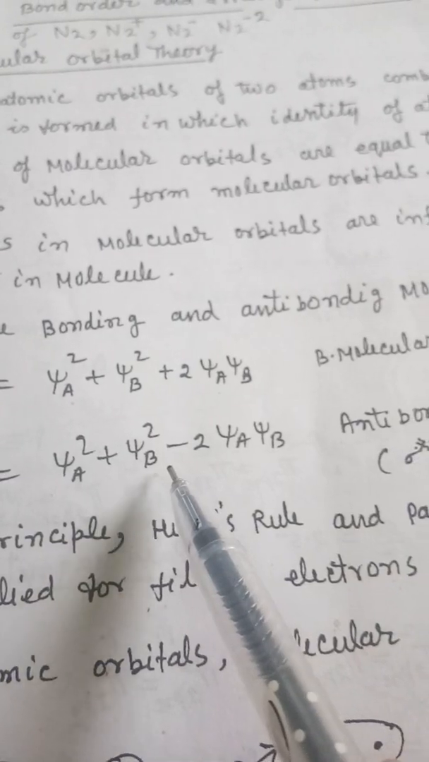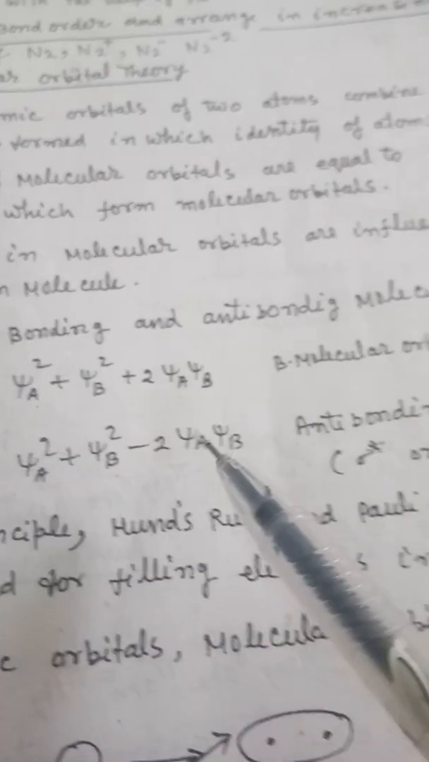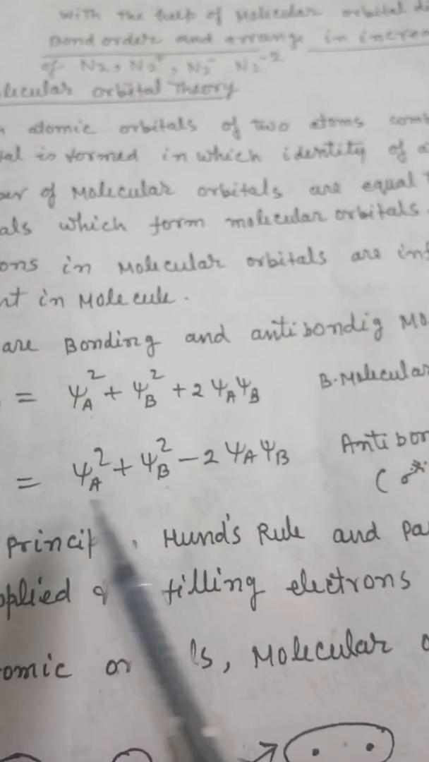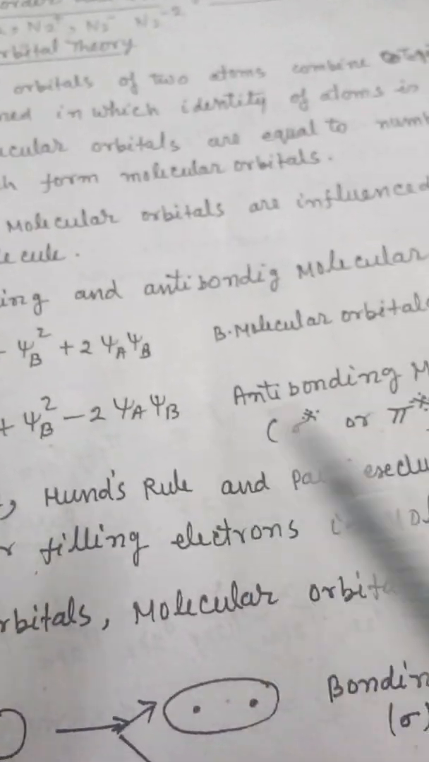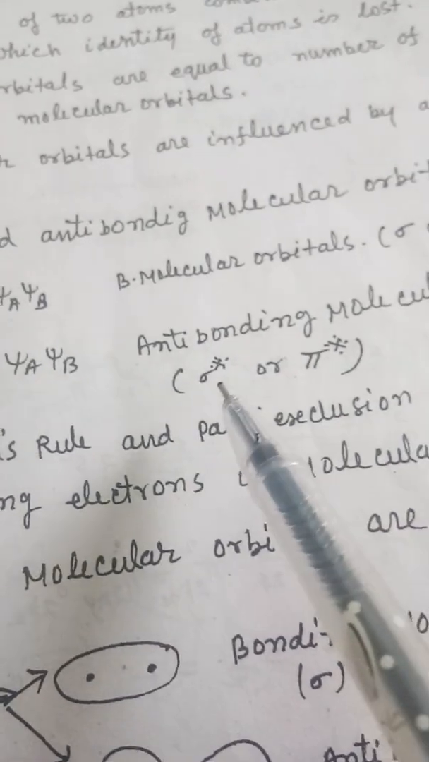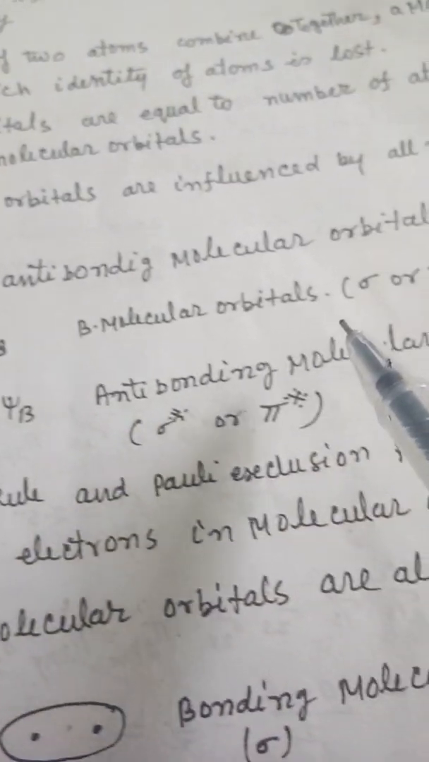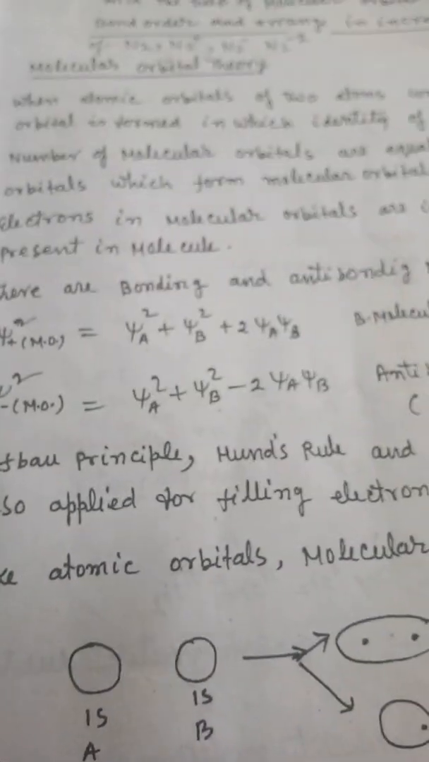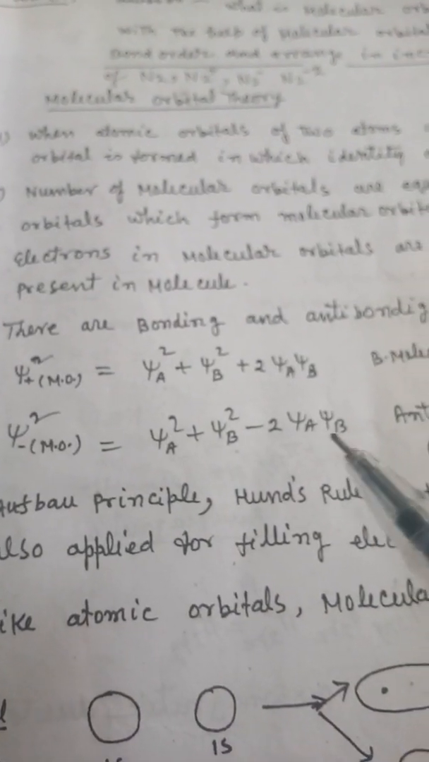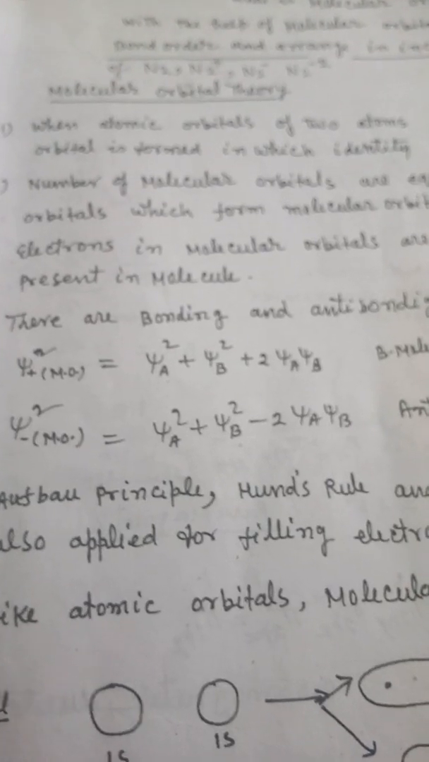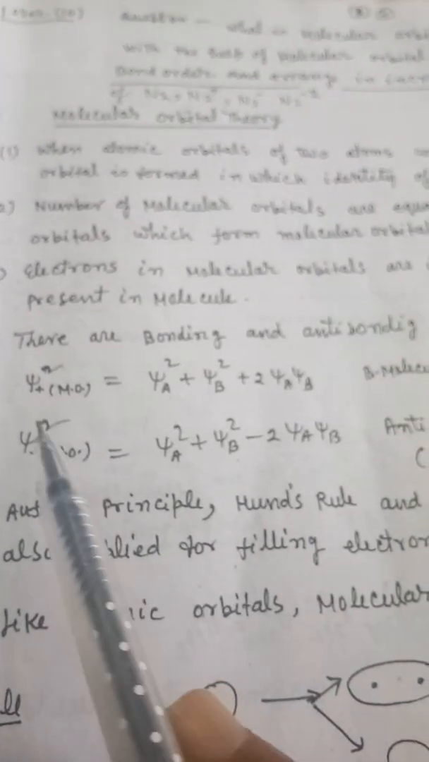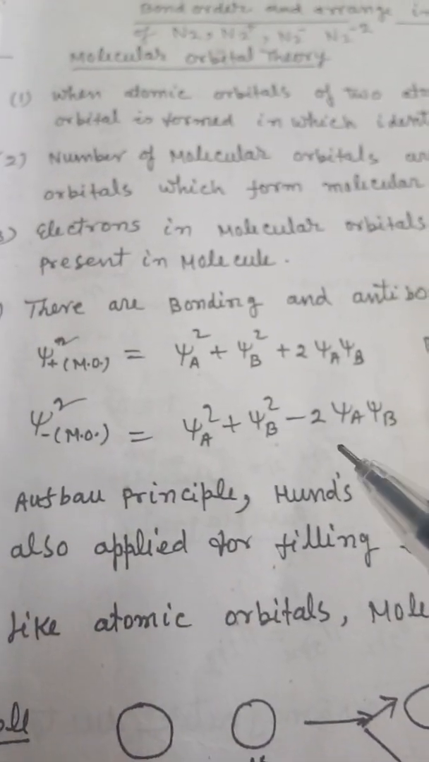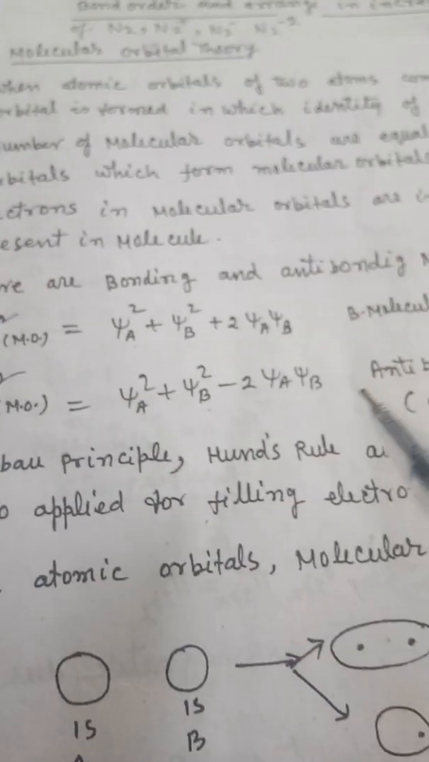This anti-bonding may be sigma or it may be pi. The anti-bonding molecular orbital can be represented as sigma star or pi star, and bonding molecular orbitals are represented by sigma or pi. So it is very clear that two types of molecular orbitals are formed by the linear combination. In this way, bonding and anti-bonding molecular orbitals are formed.